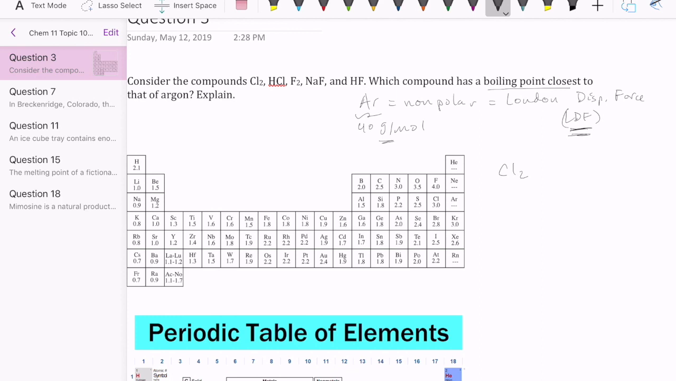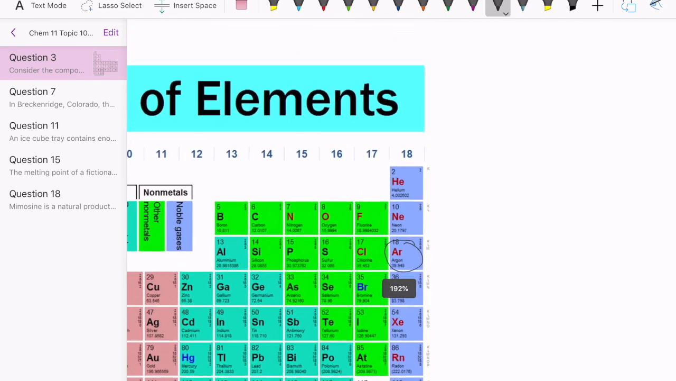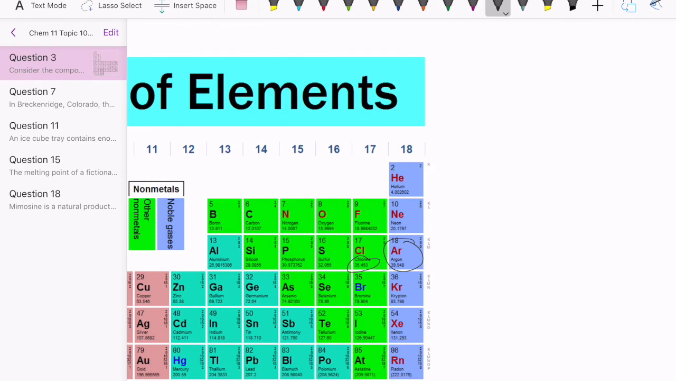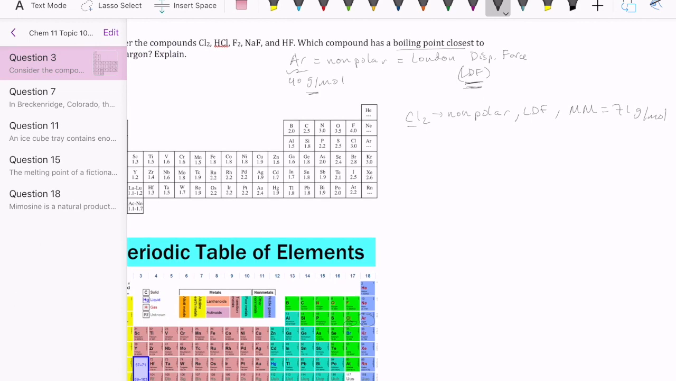The first molecule is Cl2. Cl2 is a nonpolar molecule. We know that because it contains the same atoms, Cl and Cl, so that's going to be nonpolar. So it's going to have LDF as its main intermolecular force. The molar mass of Cl2, based on the molar mass of chlorine right here, it's going to be about 71, which is not close to argon, so this one most likely won't be the answer that we're looking for.